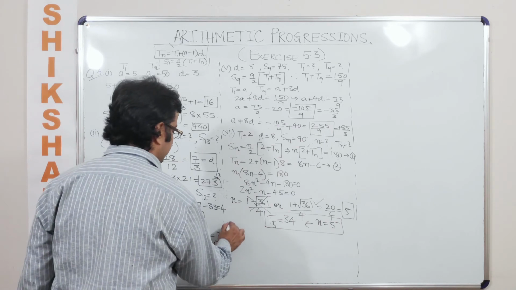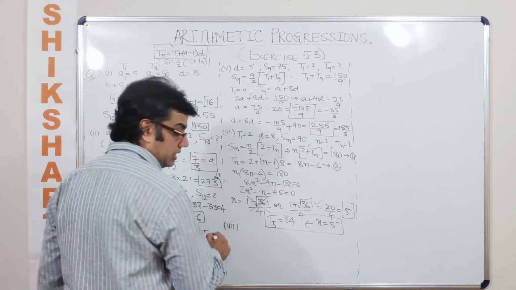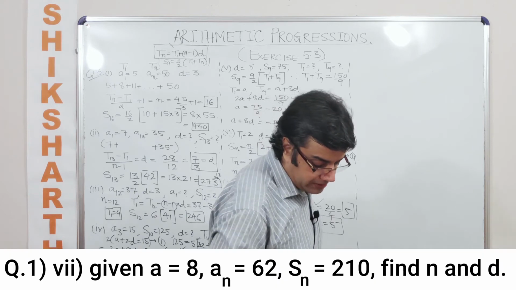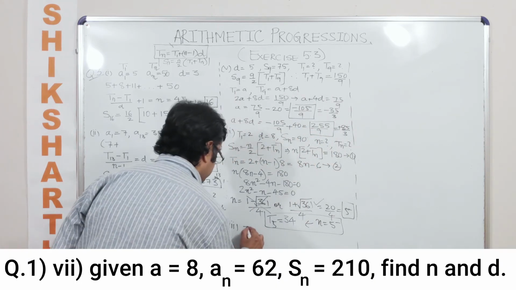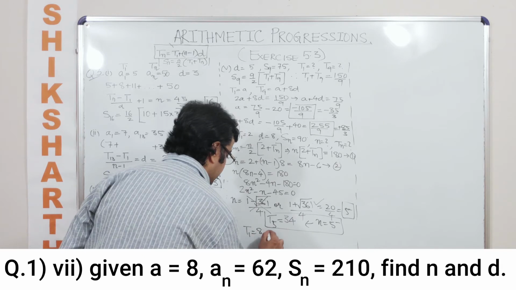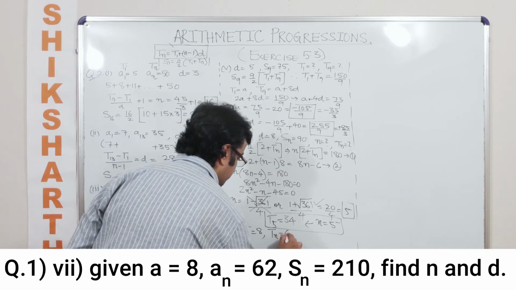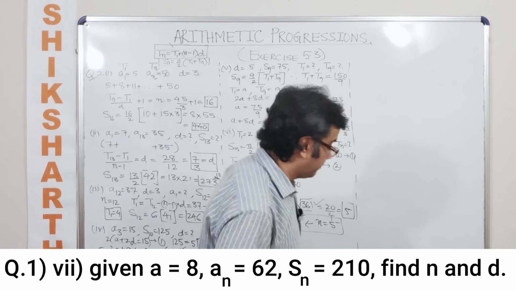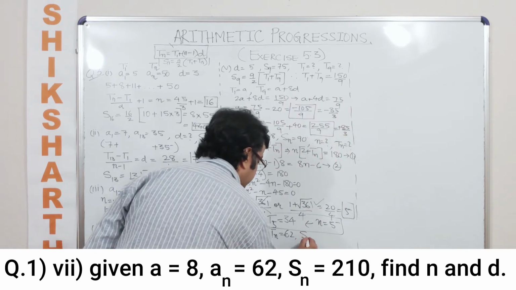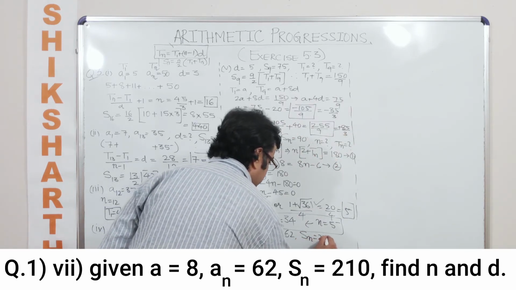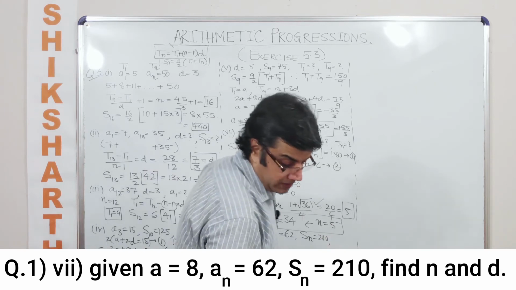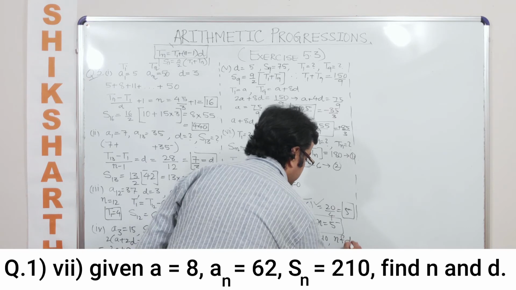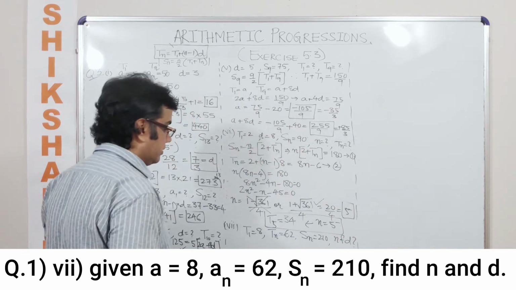Now talking about question number 7. Question number 7 says they have given you the first term as 8, the nth term as 62. Next, what have they given to you? They have given you the sum for first n terms. The sum for first n terms is given to you as 210. And then they are asking you to find out the value of n and d. This is what you need to find out, which you can calculate easily.